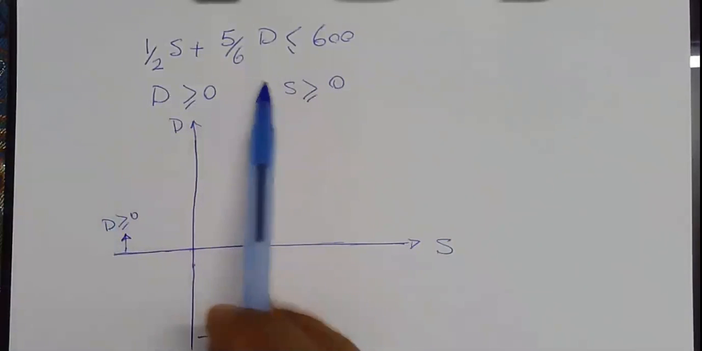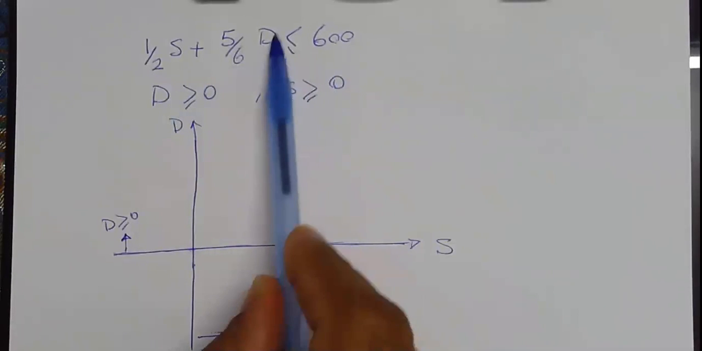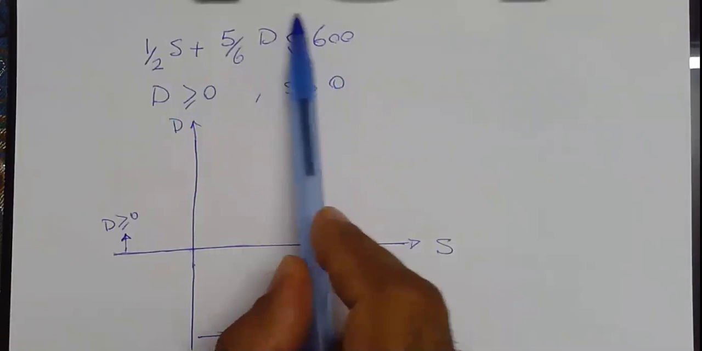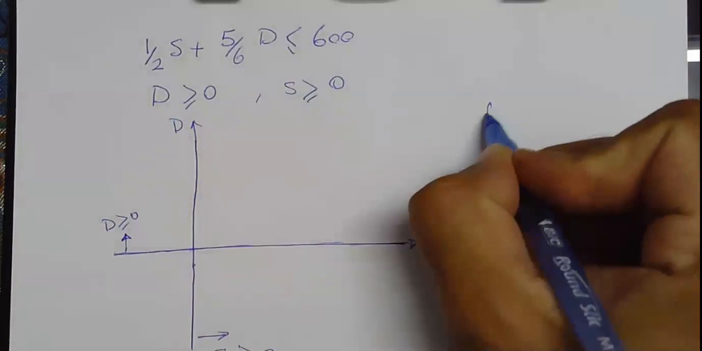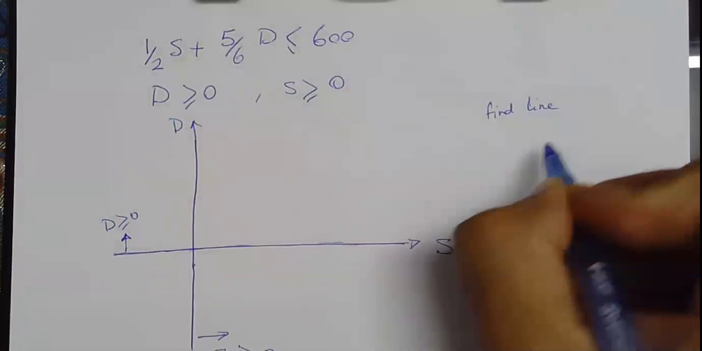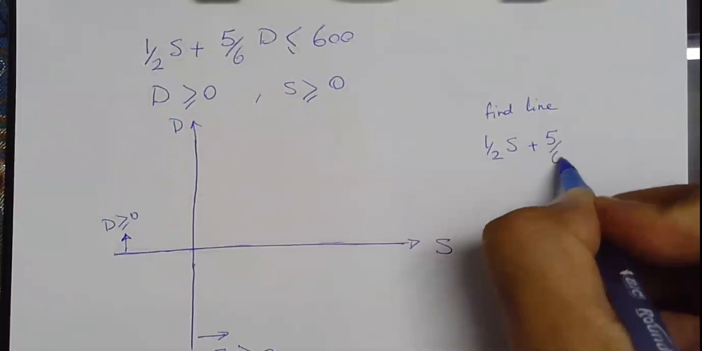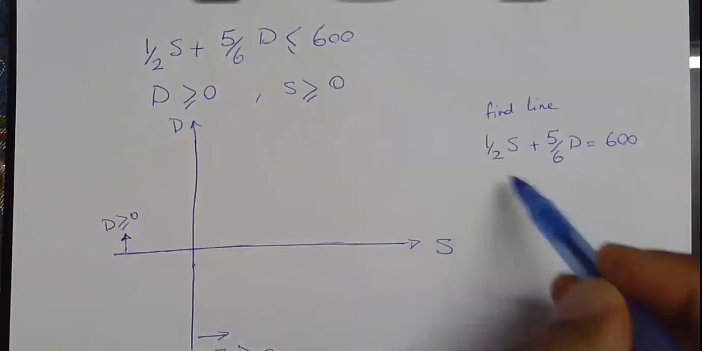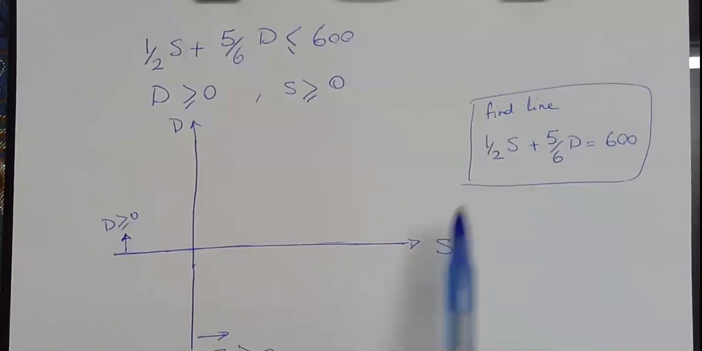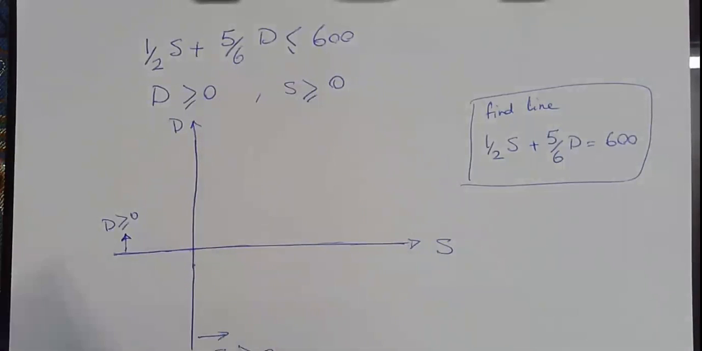Same concept applies here. We need to find the line that actually holds true when we have equality. So we first need to find the line with this equation, half of S plus 5/6 of D equal to 600. Then on one side of this line, we will have feasible solutions with respect to these constraints. On the other side, it's going to be infeasible.